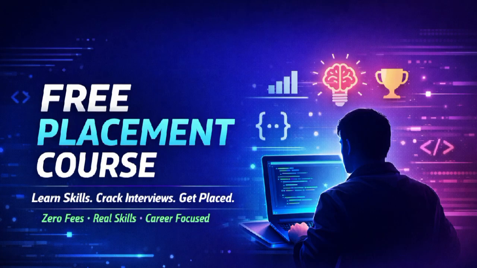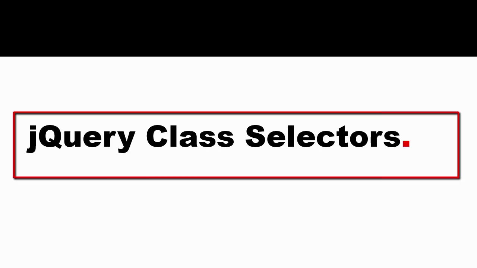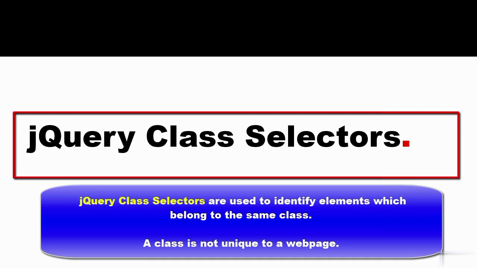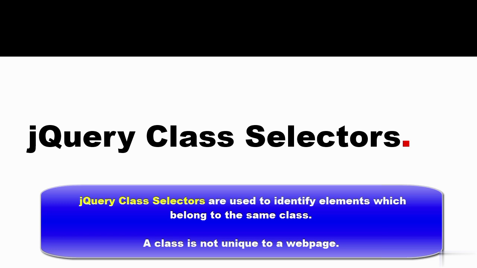Hello and welcome to this video on jQuery class selectors. jQuery uses class selectors to identify elements with a specific class. Classes can belong to several elements. They are not unique, so you can have several elements on a web page using the same class. So jQuery finds the elements with a specific class and then applies the necessary operation or action to them.